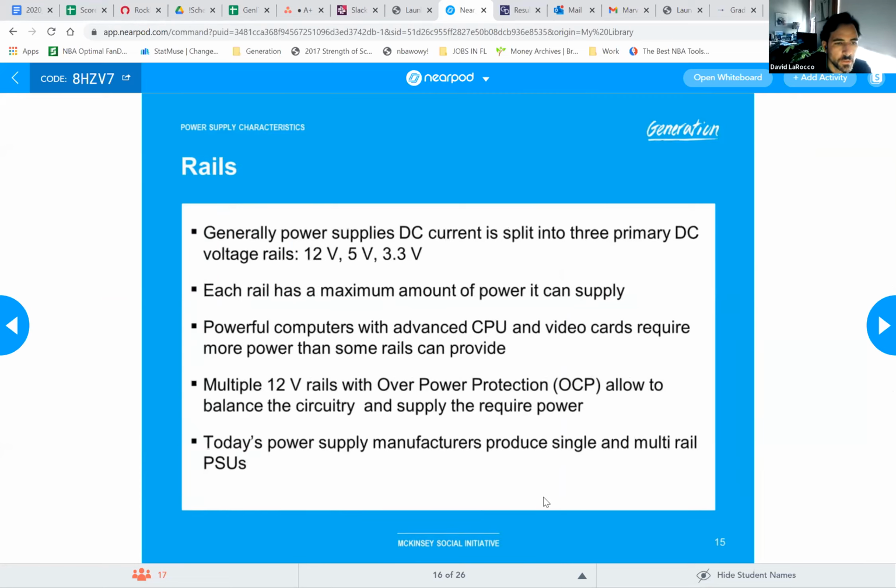Rails. Generally, power supplies, DC current is split into three primary DC voltage rails, 12 volt, 5 volt, and 3.3 volt. Each rail has a maximum amount of power it can supply. Powerful computers with advanced CPU and video cards require more power than some rails can provide. Multiple 12-volt rails with overpower protection allow to balance the circuitry and supply the required power. Today's power supply manufacturers provide single and multi-rail PSUs.